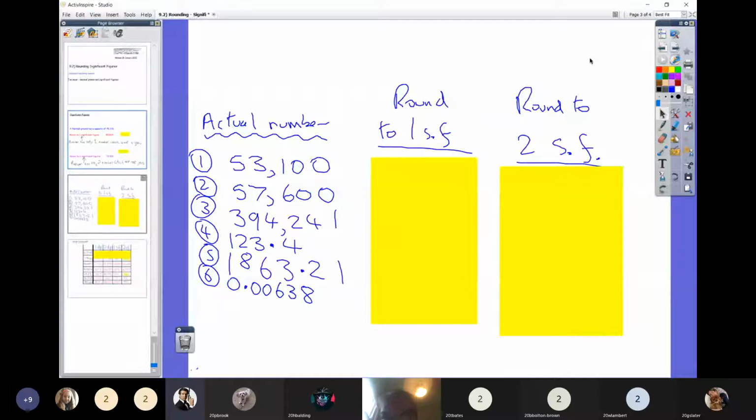So in your head, or writing down, can you please round 53,100, first of all to one significant figure, and then to two significant figures. And then move on to number 2 and round that to one significant figure, and then round that to two significant figures, and so on. So I'm just going to give you a minute to have a think about these 6 questions.